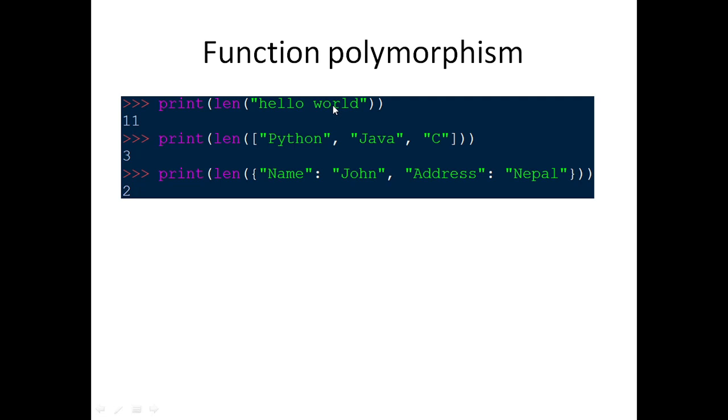We have also seen function polymorphism. We have seen the len function. If we use len for a string, it will give the number of characters, the length of the whole string. If we use it for a list, it will count the number of elements in that list, and we'll get 3. If we use it for a dictionary, it will give the number of keys in it. So the same len function represents 3 different things in 3 different contexts. This is what is meant by polymorphism.